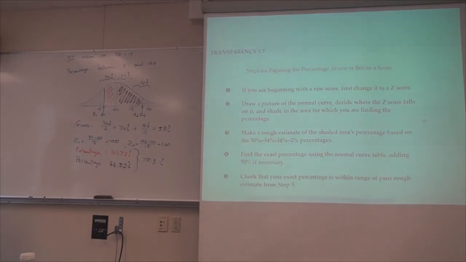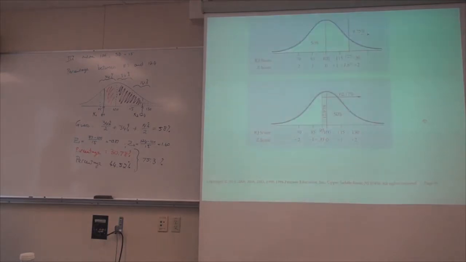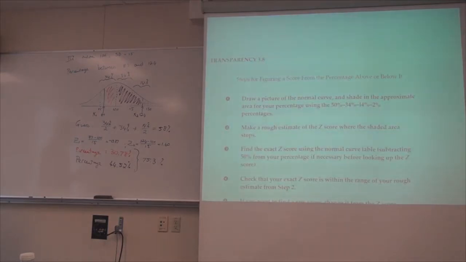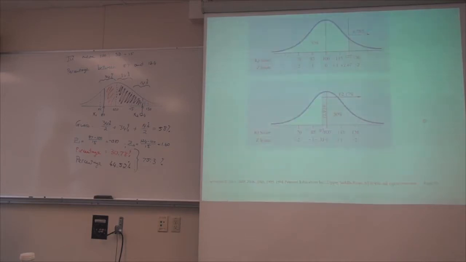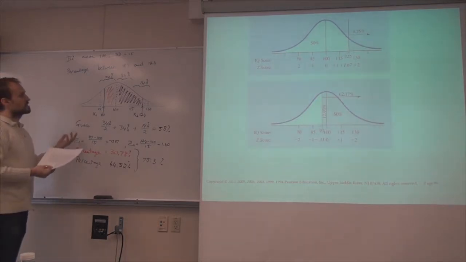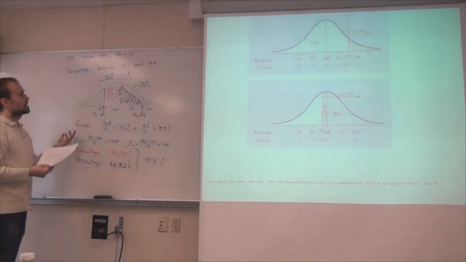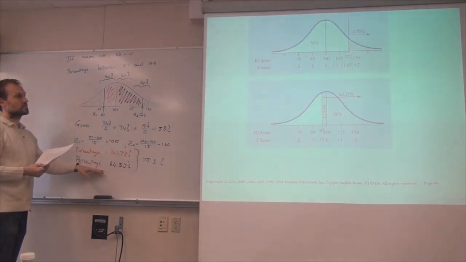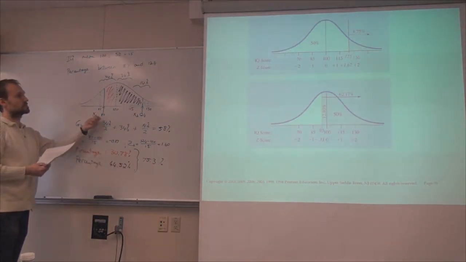Okay, so that was 3.7. Should we take a break or do the last example where we go the reverse direction? Given a percentage, what is the score?